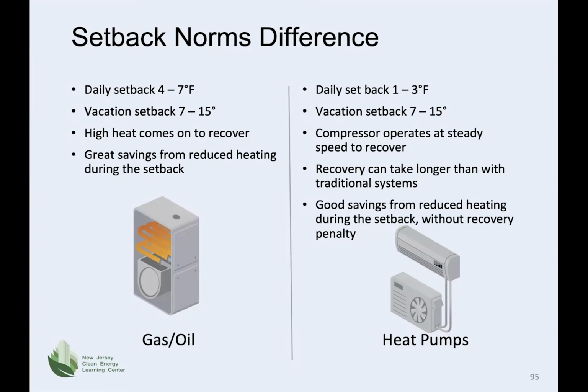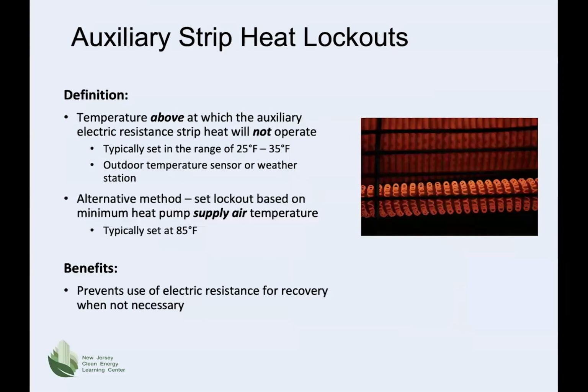This slide shows normal setback temps for traditional systems on the left and the setback temperatures for heat pumps on the right. Note the difference for setbacks and the setbacks for vacation are the same. With a deeper setback on the traditional system, the savings during the setback period are potentially greater, but the recovery penalty is also larger. With a lesser setback on a heat pump system, the compressor speed is steadier and the recovery penalty is reduced, leading to an overall efficiency increase.